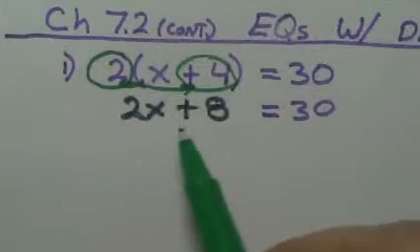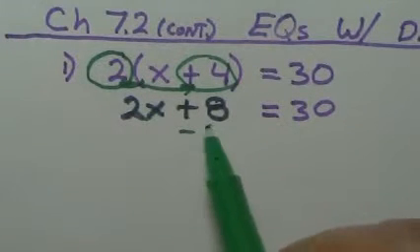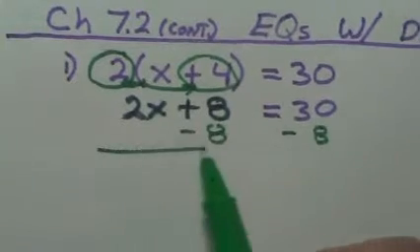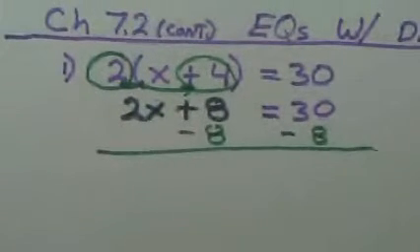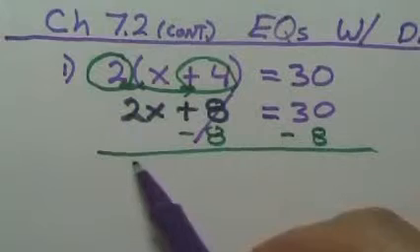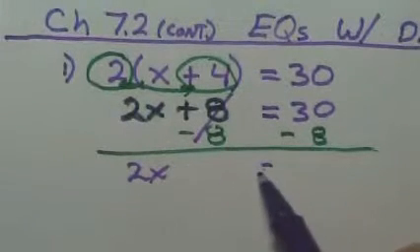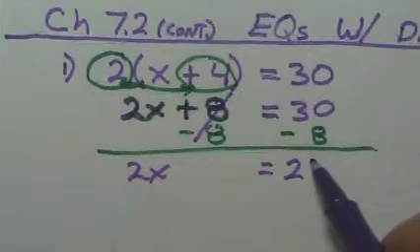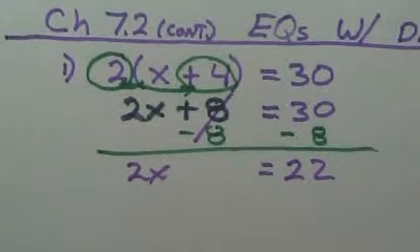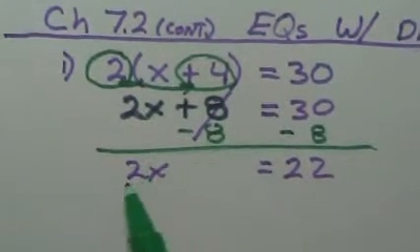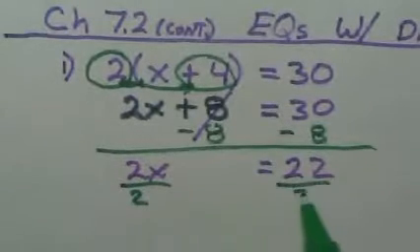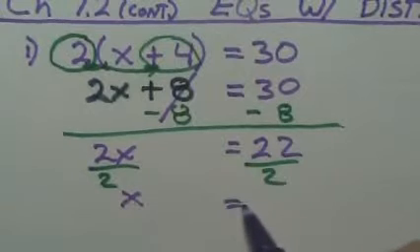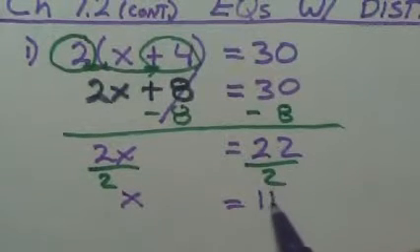This is a simple 2-step. I'll first get rid of the constant. I'll subtract 8. Okay, that's gone. You have 2x. On the right side, 30 minus 8 is 22. You can probably see your answer right now, but I'll still do the last step. I'll divide by 2. And I get x equals 11, since 2 goes into 22 11 times.